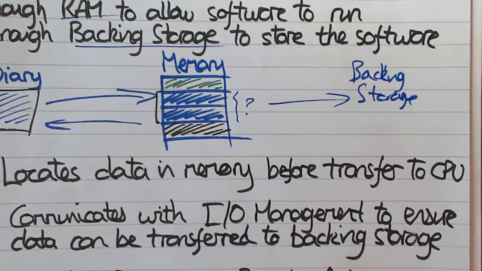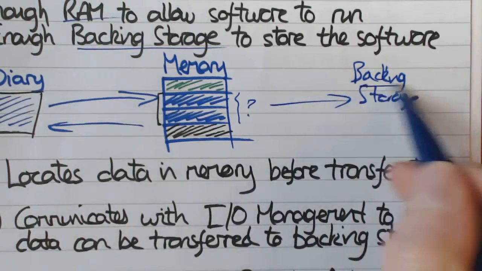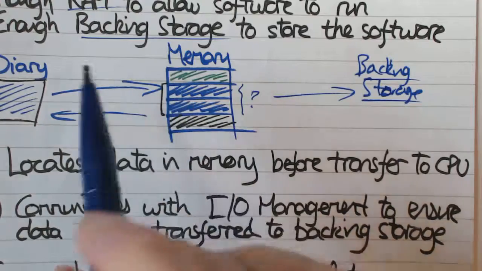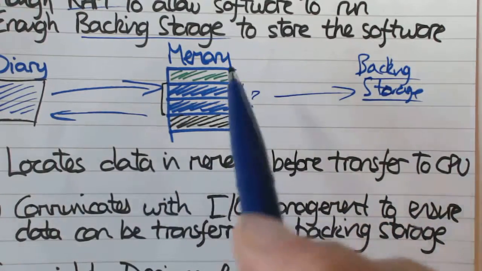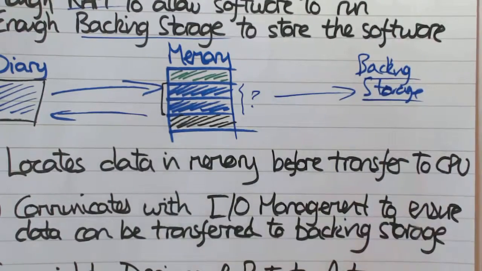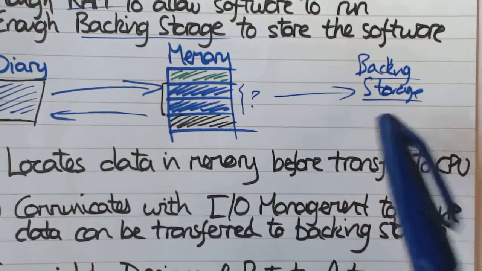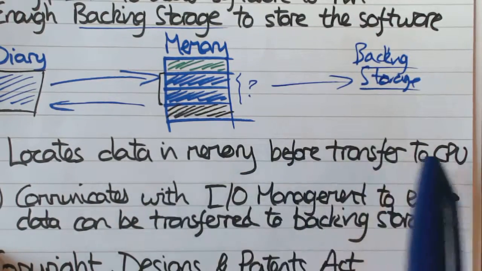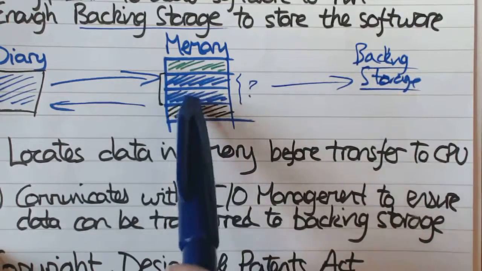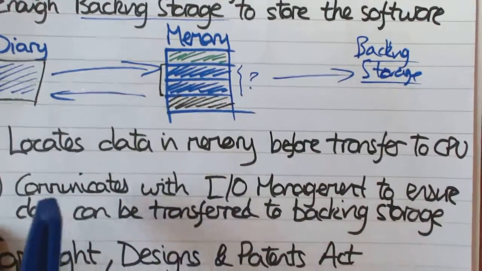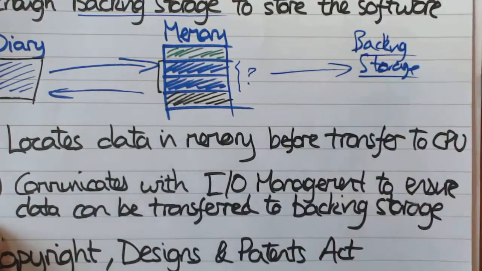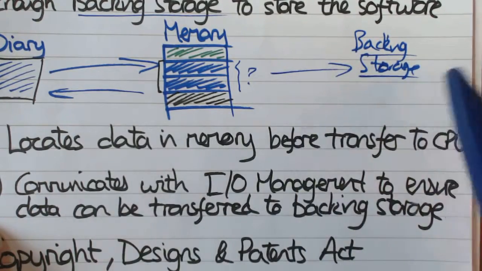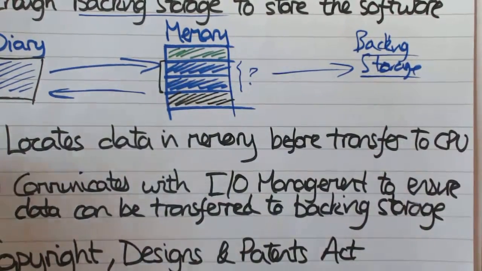And also it communicates with the input output management, to ensure the data can be transferred to backing storage. So it has to make sure that this diary, that's been edited and is now in the memory, can actually be saved into your backing storage. Okay, so that's your main things. Locate data in memory before the transfer to CPU, so it has to find it and take it into the CPU so you can edit it, but also communicate with the backing storage just to make sure that it's ready to accept this wee diary back into backing storage.